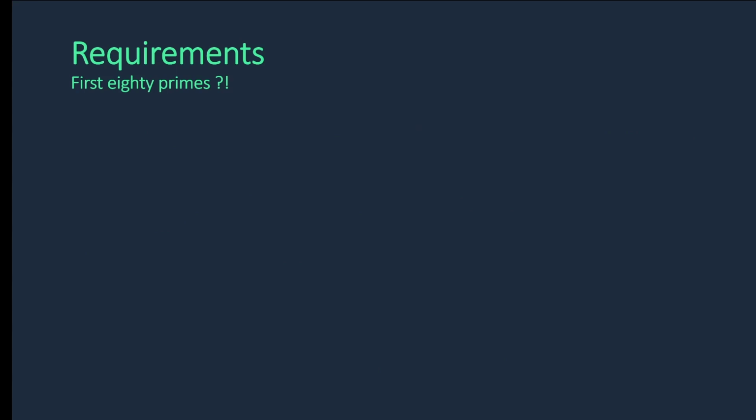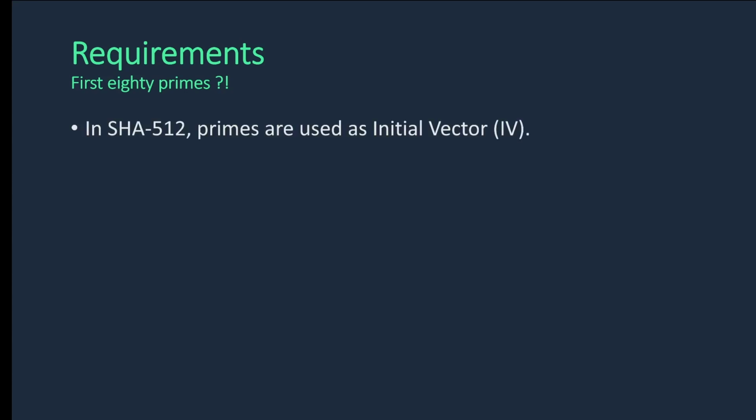The next idea that we need to use in the SHA-512 algorithm is the first 80 primes. Now, you might wonder, why do we need to use the first 80 primes? In general, for hash functions, it is customary to use an initial vector. And again, we would like our initial vector to be as random as possible. And it turned out that prime numbers have a good representation of randomness in them.